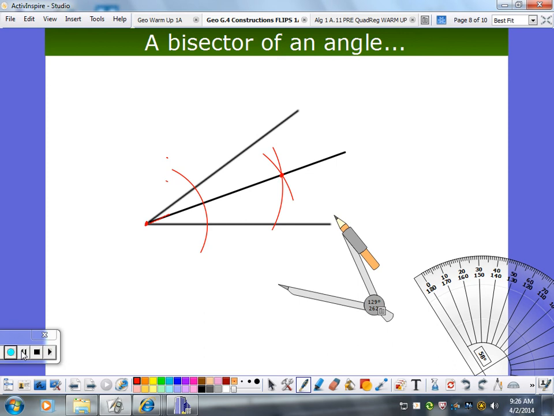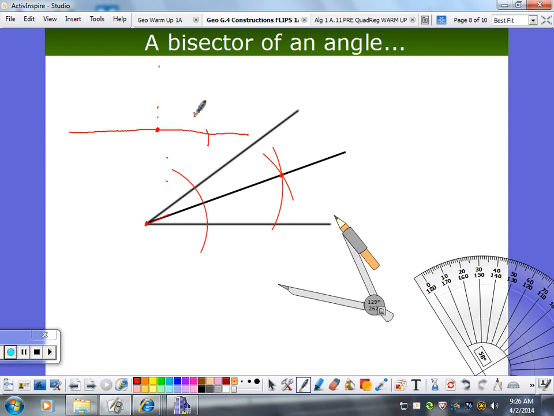Any other questions? Yes? What do you do if it's a straight one? Well, think about what that is. If you are bisecting a straight line, make a vertex somewhere, right? Let's pretend that's the vertex. Basically, what are you drawing? Perpendicular. Remember how we did that?